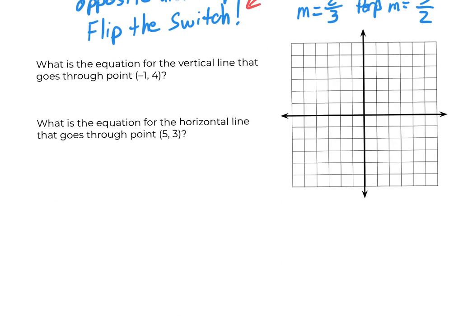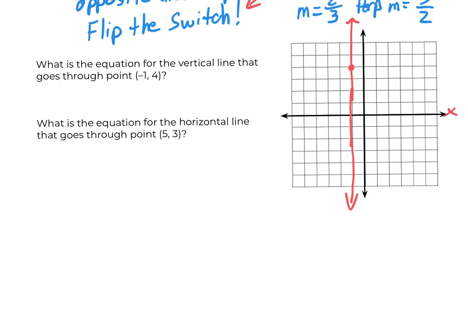Okay, what is the equation for a vertical line that goes through the point negative 1, 4? Okay, goes through the point negative 1, 4. So first of all, let's graph that point. There's negative 1, 4. Hannah? X equals negative 1. X equals negative 1. Because what we're going to do is we're going to draw a vertical line that goes through that ordered pair.